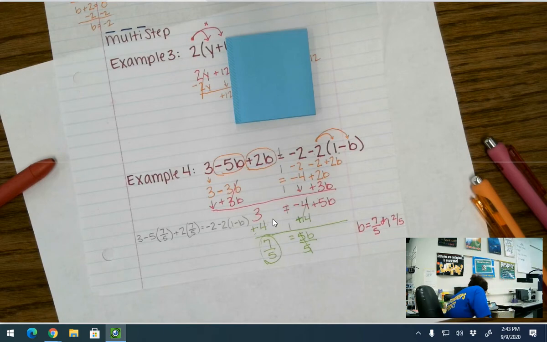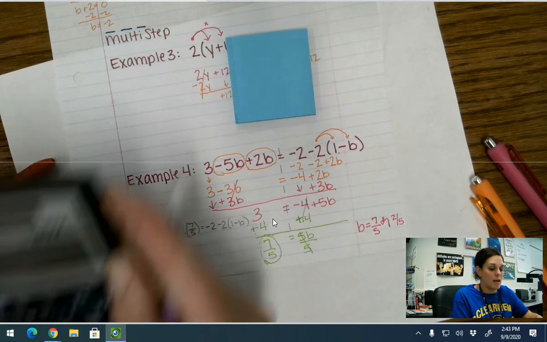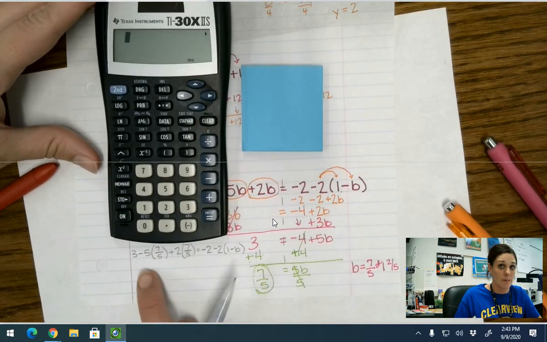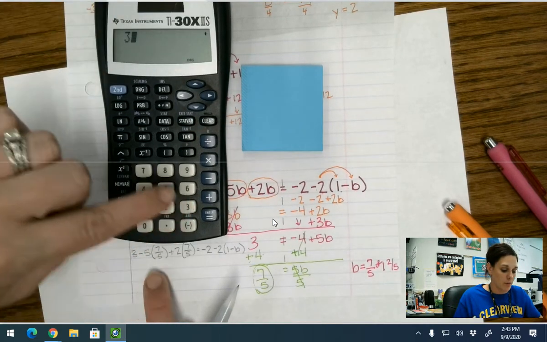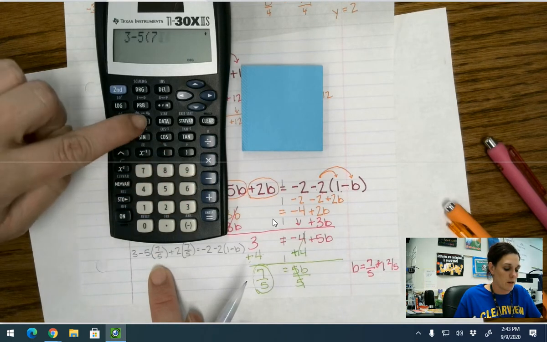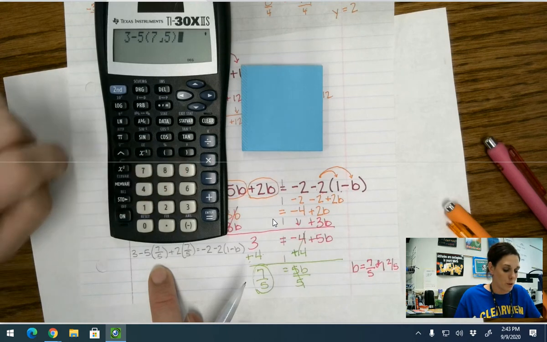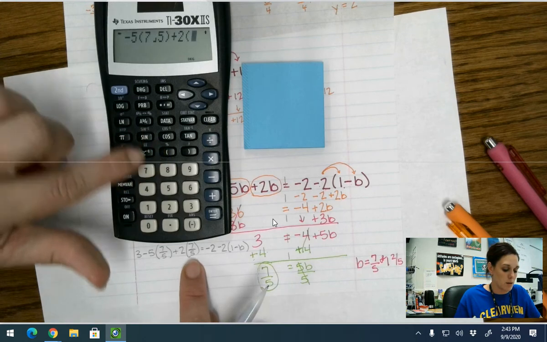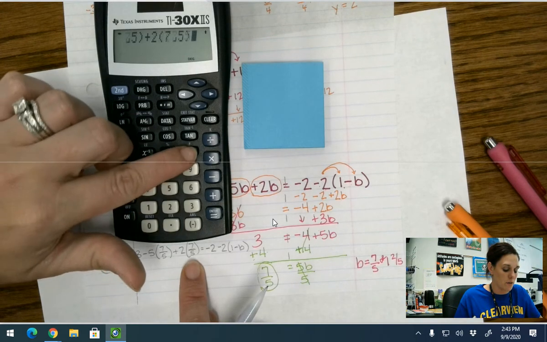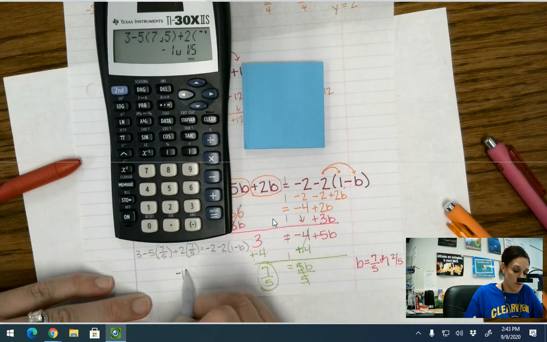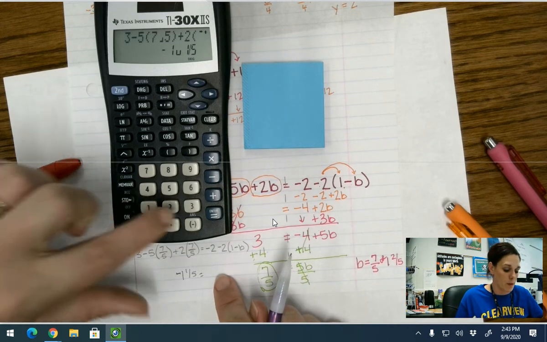So let's check this. I'm going to grab a handy dandy calculator because I can, and I also want you guys to see how you can use your calculator. All right, I'm going to type this in. I'm going to type in 3 minus 5 parenthesis 7 ABC 5 close parenthesis plus 2 parenthesis 7 ABC 5 close parenthesis. So I got on this left side -1 and 1/5. So let's see what we get on this other side.